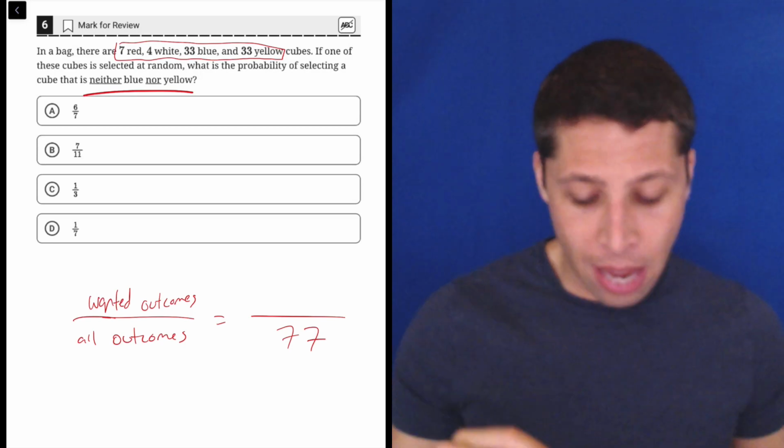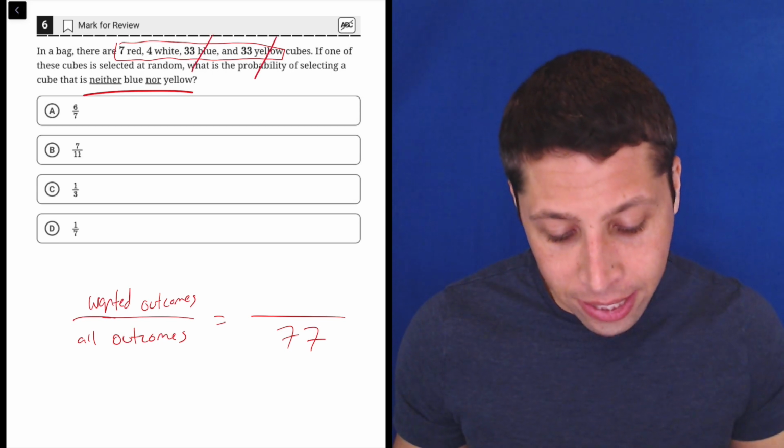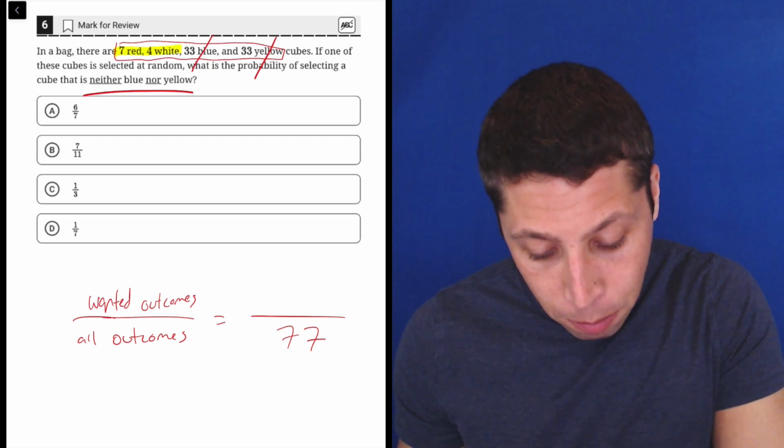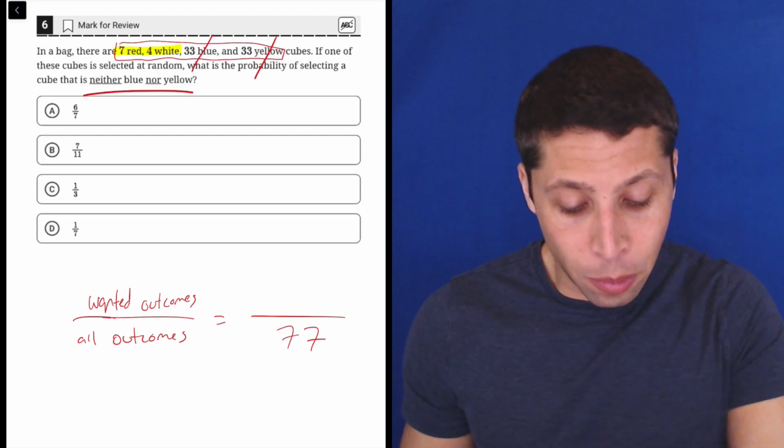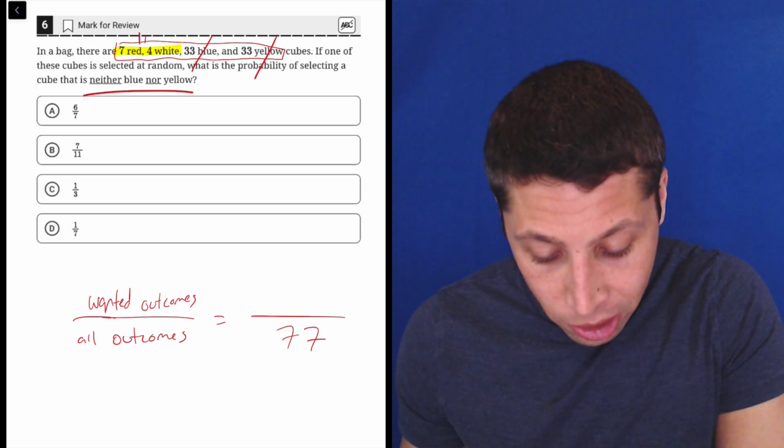We have to think, okay, if we don't want it to be blue or yellow, what can it be, right? So if it's not blue, it's not yellow, that means it's got to be either red or white. So in this case, I'm going to add those two up, and that's 7 plus 4, which is 11.